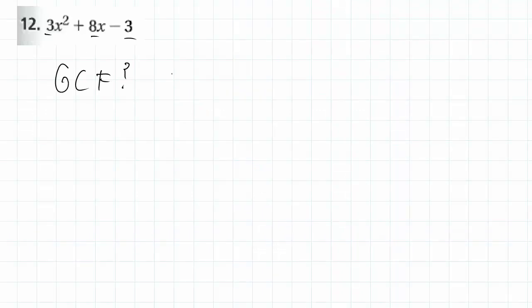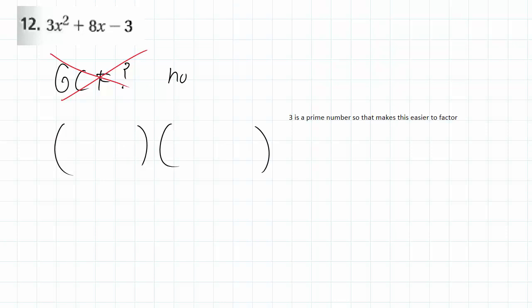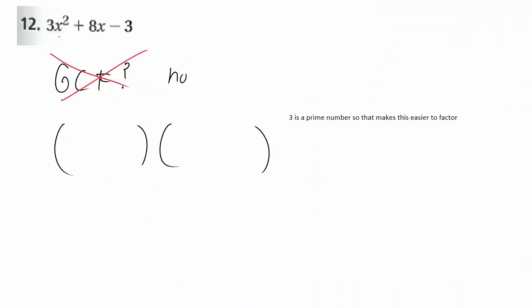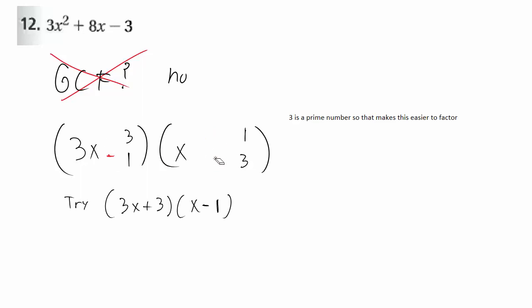For this one, again, I want to check, can I pull out a GCF? I see the two 3s and think maybe I can pull out a 3, but 8 is not divisible by 3. Since 3 is prime, it actually makes this really easy to factor. The only way to get 3x squared is 3x times x. The only way to get a 3 is 1 times 3. So I'm right in both cases. I know I have to have opposite signs. I can either have a 3 or a 1, and I'm not sure where the 3 goes and where the 1 goes.